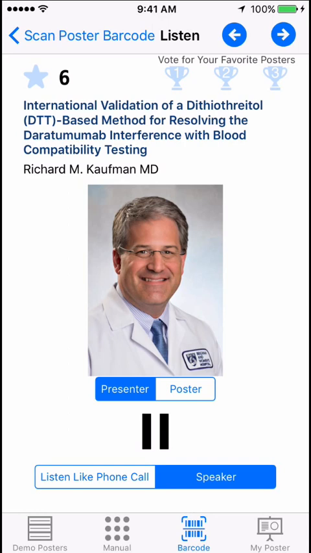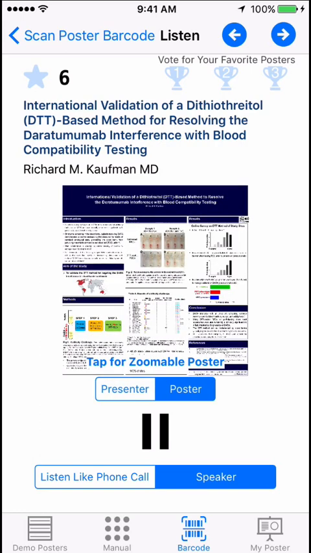International validation of a dithiothreitol, or DTT-based method for resolving the daratumumab interference with blood compatibility testing. This poster is presented by Richard Kaufman, MD, and colleagues. Daratumumab, or DARA, is a human monoclonal anti-CD38 antibody used to treat multiple myeloma. DARA interferes with routine blood compatibility tests by binding to reagent red cells.